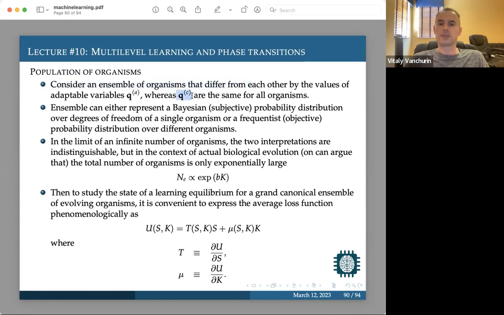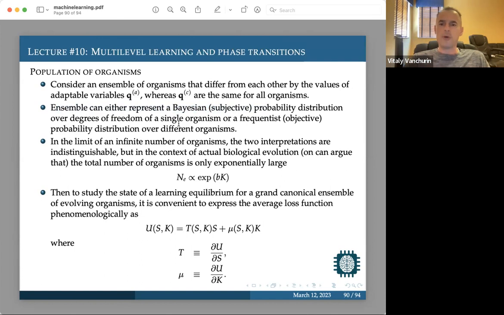They have some fixed core variables which describe those algorithms, and then they have a number of adaptive variables, and that number can change because they can borrow the degree of freedom from the neutral variables. Now, there are usually two interpretations of probability theory: Bayesian subjective and frequentist or objective interpretation.